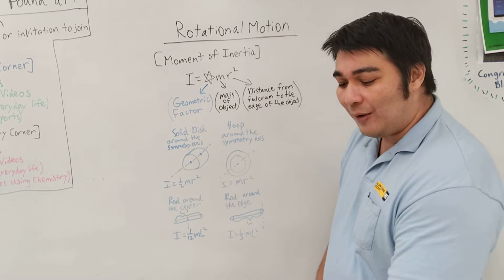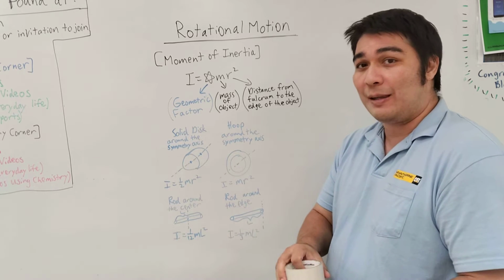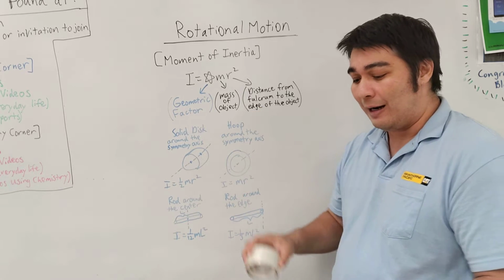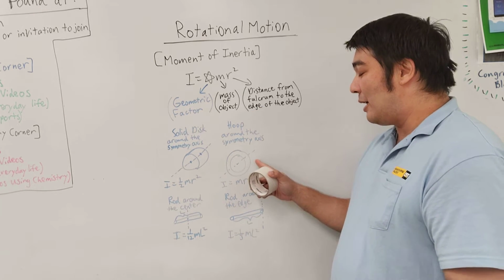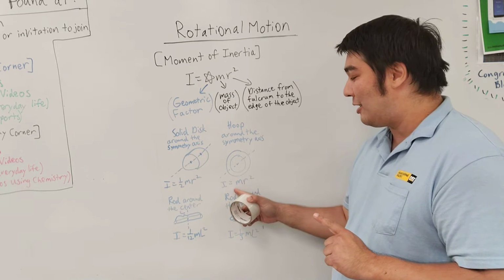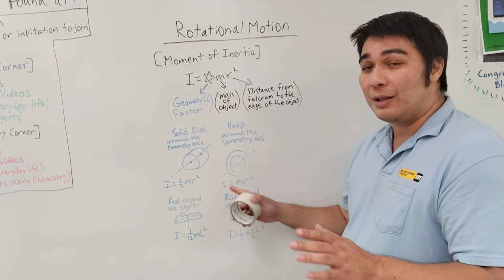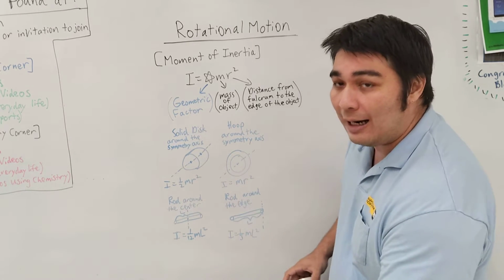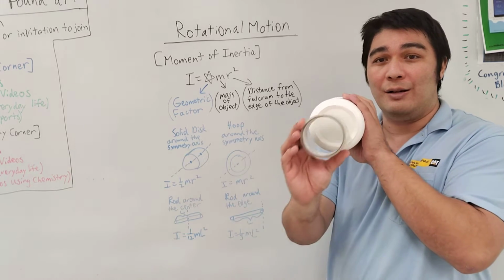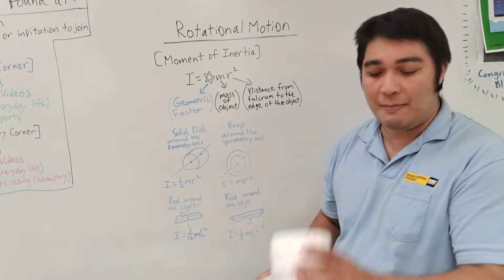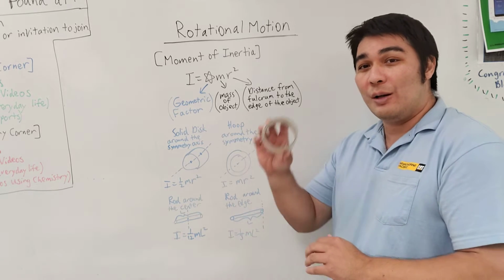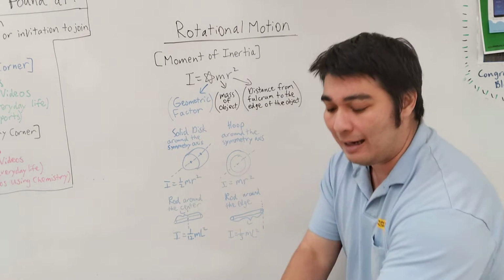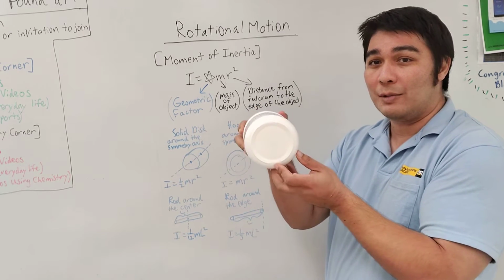Now notice if I had the same thing, but it was shaped like a hoop, like this roll of tape here, that changes, especially if I'm rotating it around the symmetry axis, because now the geometric factor is twice as big. It's now I equals 1 times m r squared. And you can compare. The r value here and here are not the same, but they're fairly close. So technically this one is twice as hard to rotate as this one.